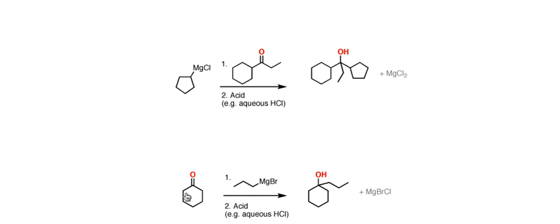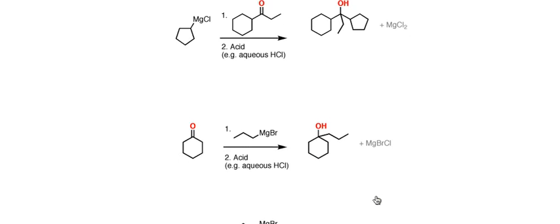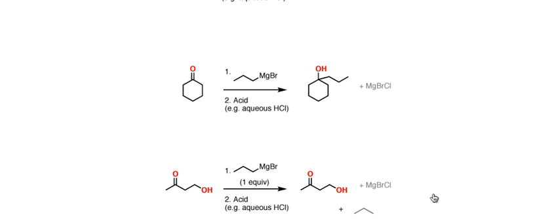Third example is a symmetrical ketone here. We have 3 carbons attached to our Grignard reagent. Note that here it's magnesium bromide, again, unimportant. Followed by an acid quench, we get our tertiary alcohol and our magnesium salt. This last example I put in here as a little bit of a curveball.